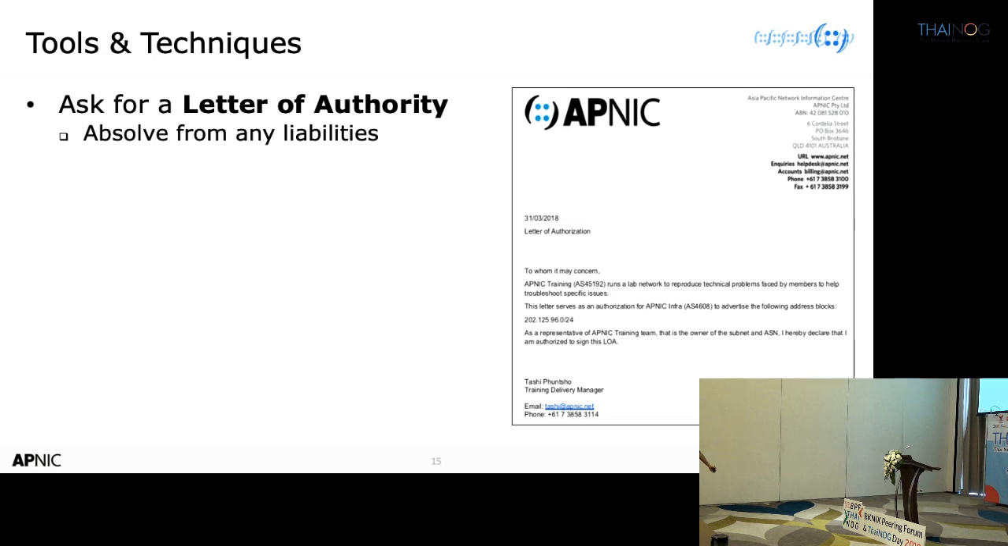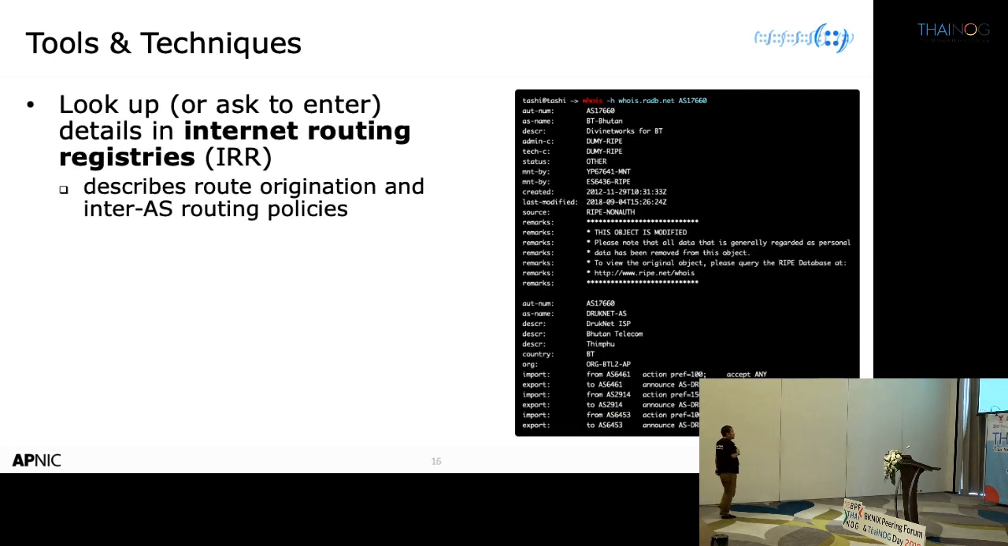It is not security. It does nothing. It does not create filters on my routers. It just guarantees that should things go wrong, you're safe. So absolve yourself of liabilities, I suppose. If I want an upstream to announce my prefix, they might ask me to give them a letter of authority which says, Tashi, as a holder of this resource, I authorize this network to announce my prefix on my behalf, right? So it's just a letter of authority.